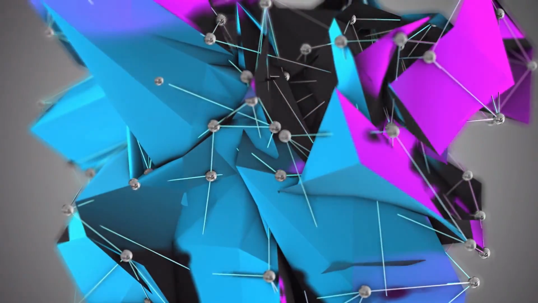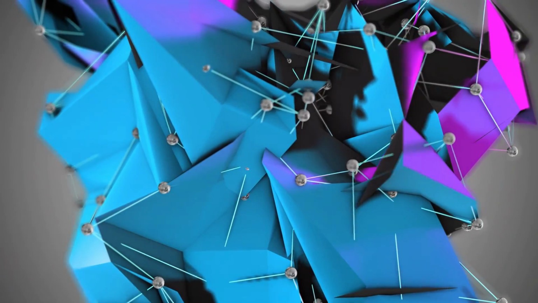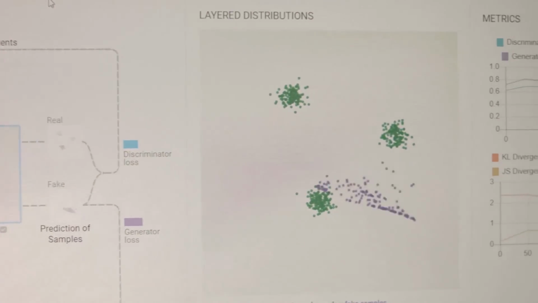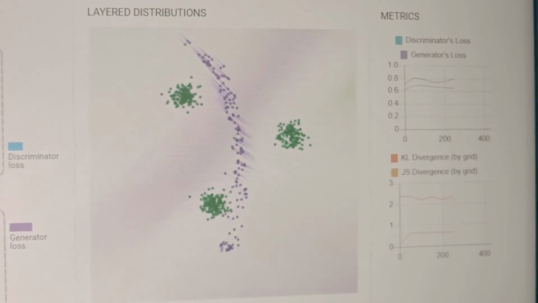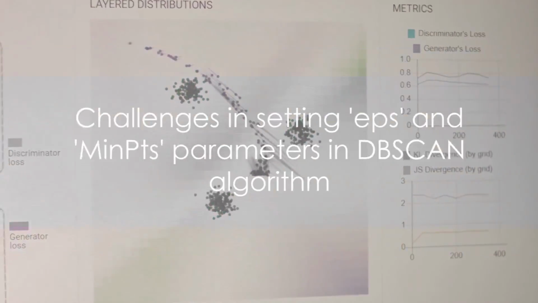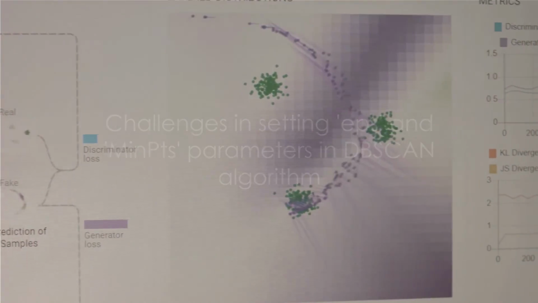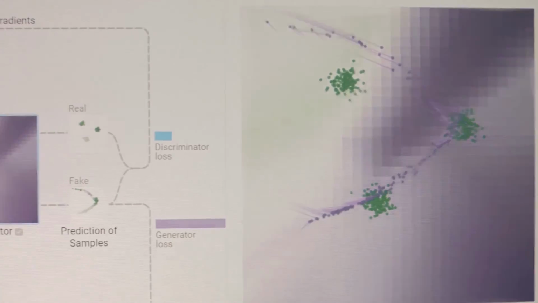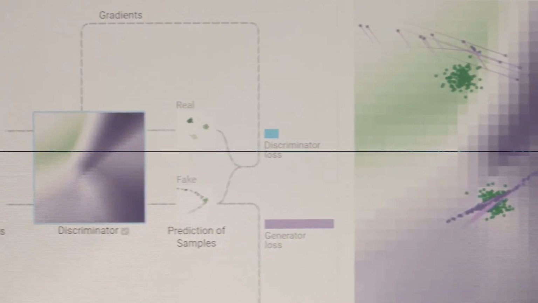The strength of DBSCAN? It can find clusters of any shape, not just spherical like K-means. It's also great at separating high-density clusters from low-density noise. But remember, it can be tricky to find the right eps and minPts parameters, and it doesn't perform well with clusters of varying densities.